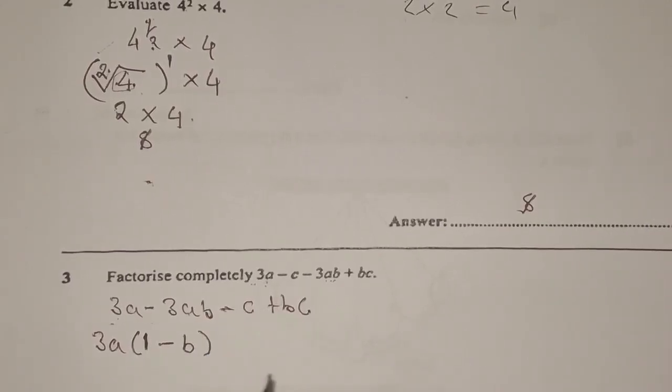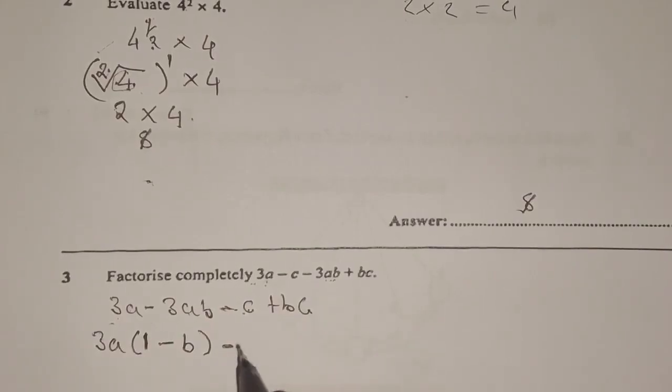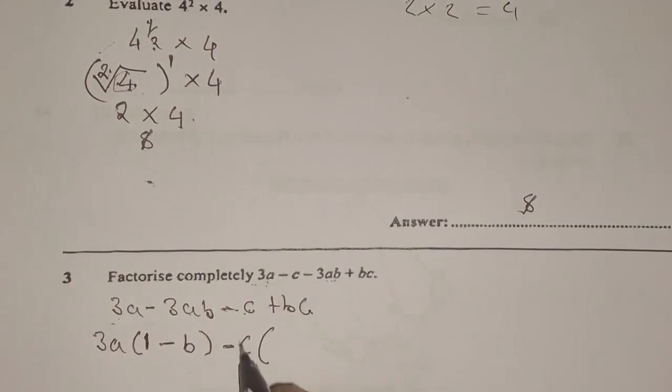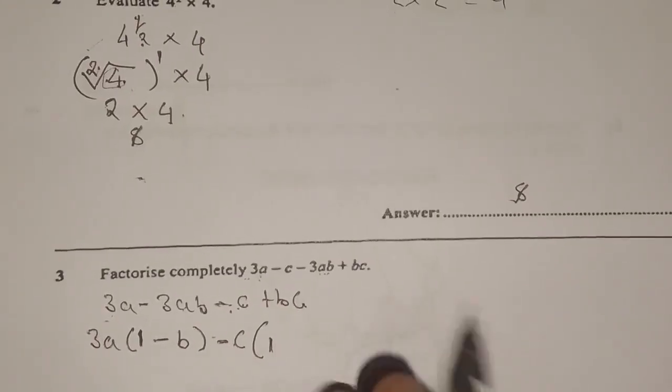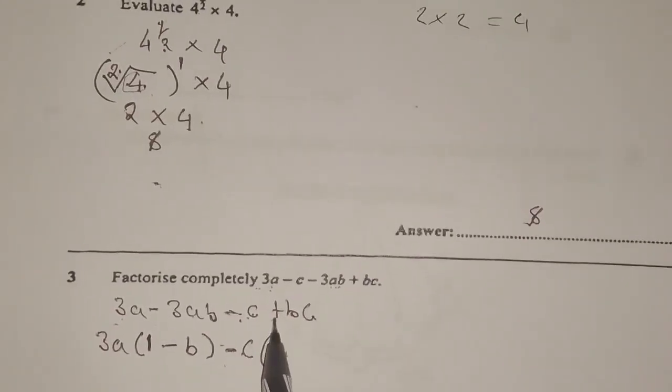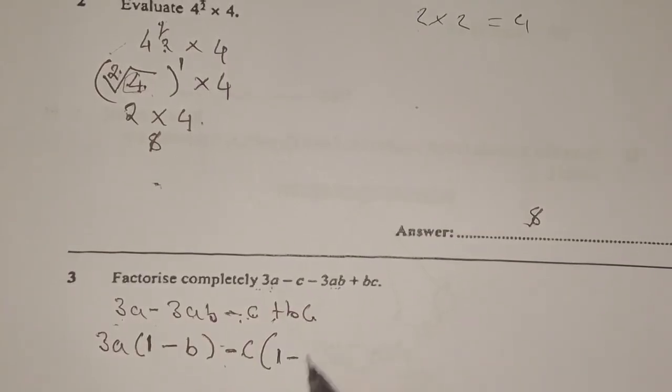Even this side we look for a common factor, and you can tell that we have negative c and we also have c in bc, so negative c will be our common factor. So negative c into negative c, we're going to have 1 here, and negative divide positive, you are going to have a negative sign. And then negative c into bc will give us b.